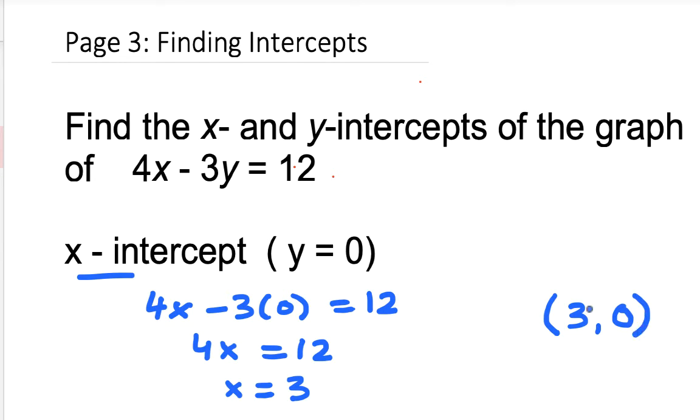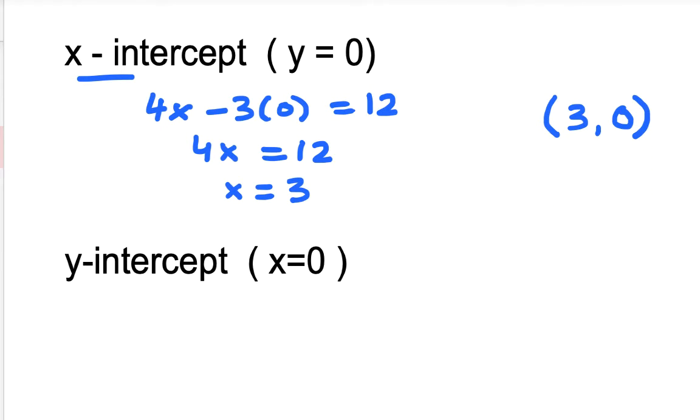Very, very important to remember, guys, that the intercepts, they are points. And so they're represented by an ordered pair. Now let's look at the y-intercept. Let's go down. So for the y-intercept, once again, the equation is given to be 4x minus 3y equals 12.